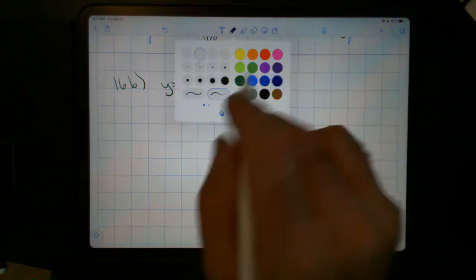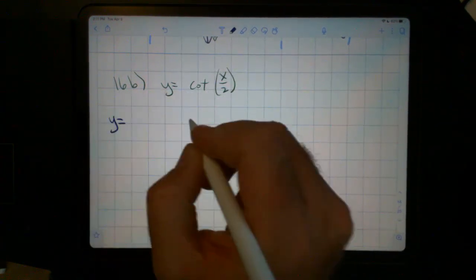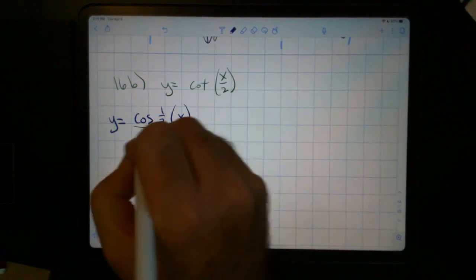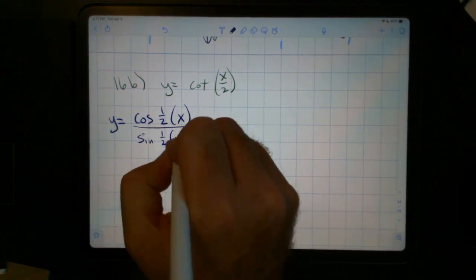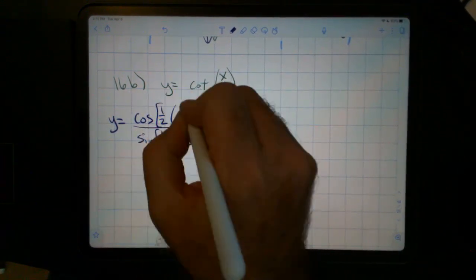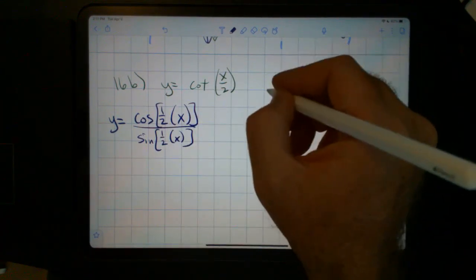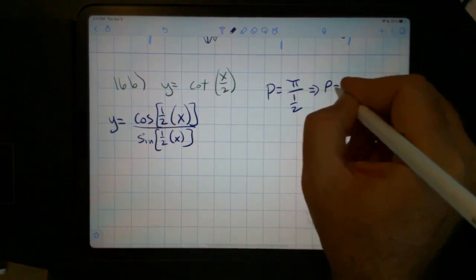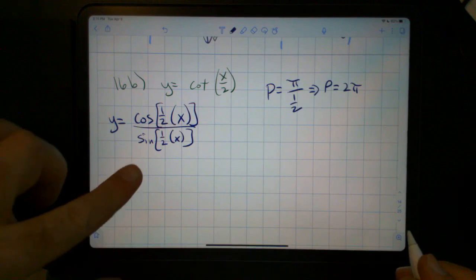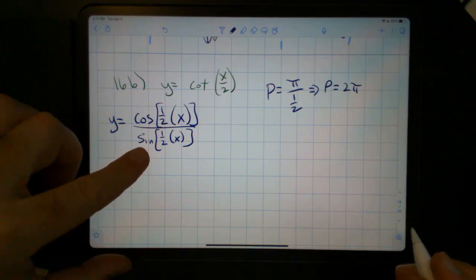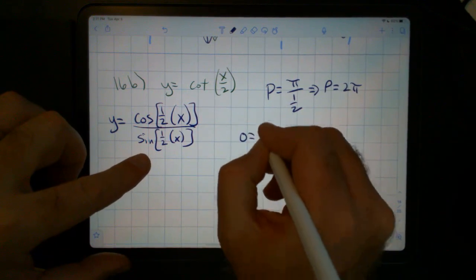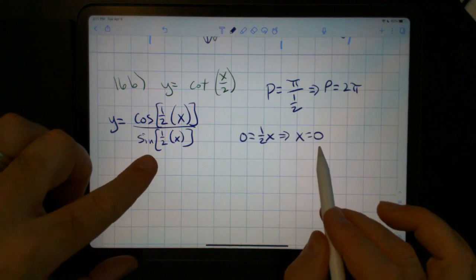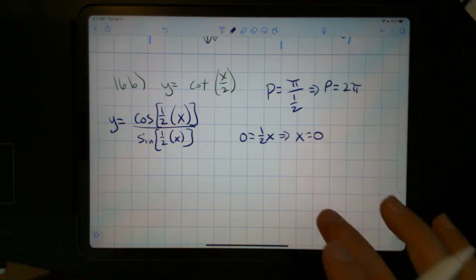So here we have, this is the same thing as so the period is equal to pi over b. So our period is going to be 2 pi. When is the denominator going to be 0? Well, that's when we have 0 is equal to 1/2 of x, and this is when x equals 0. So at x equals 0, we have an asymptote and a period of 2 pi.